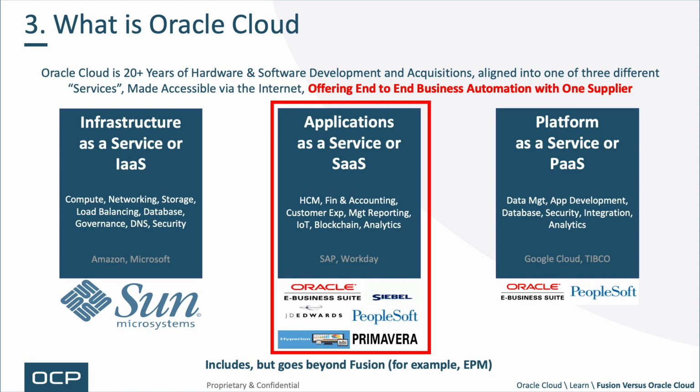And then lastly, on the right, you have platform as a service, essentially a development environment. So whether that's Google Cloud, TIBCO, Ruby on Rails, these are different development environments, and it's one of the distinctions, along with probably architecture and tenancy, that separates, and quite frankly is probably an advantage for Oracle Cloud.